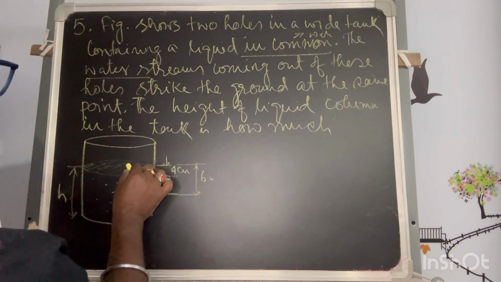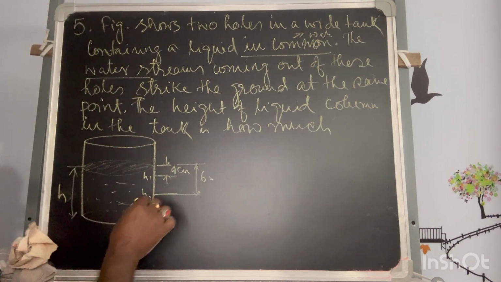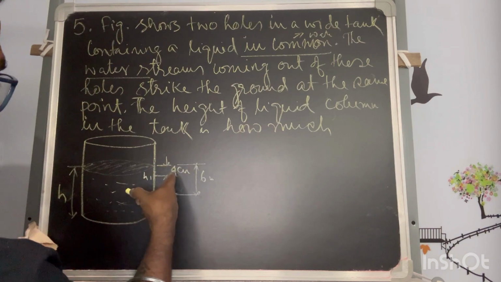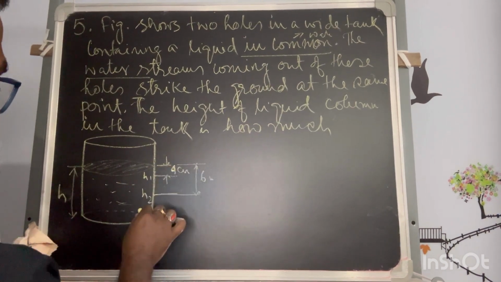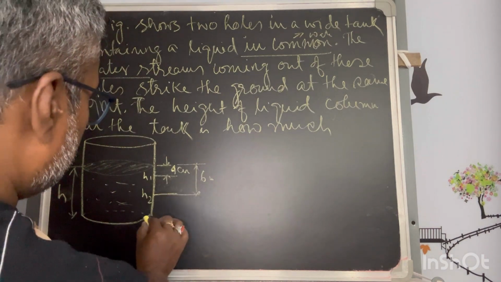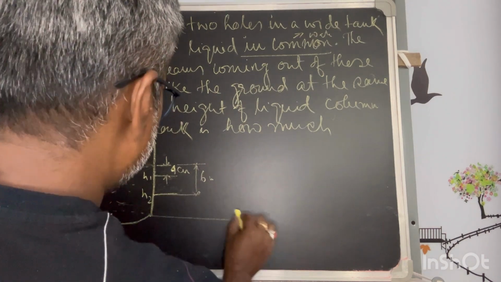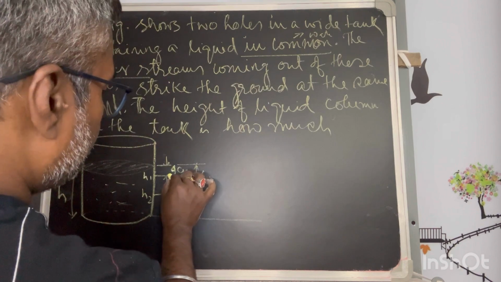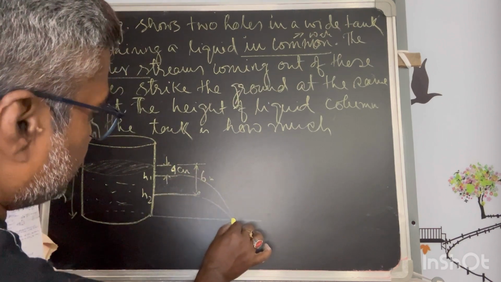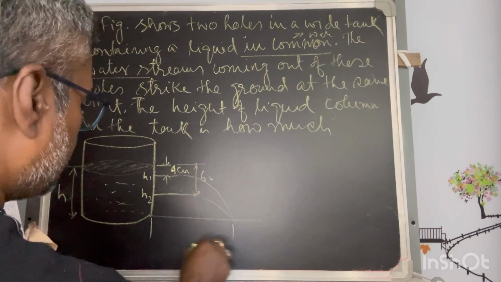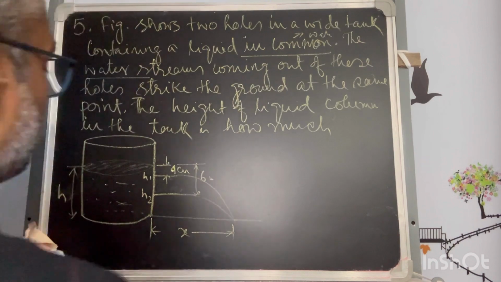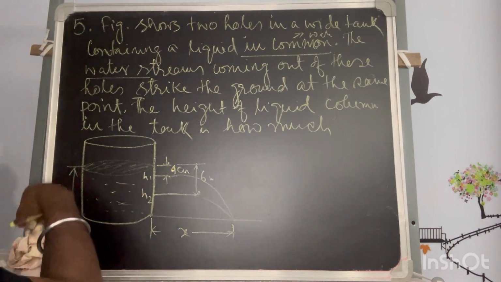So the water level is up to this height, and there is a hole at 4 centimeter from the water surface, the first one. The next one is 6 centimeter. You can assume this is the surface. From this, water drops at this point, and from the other hole also it drops at the same point. So you can say the distance, if I say x, is the same. Now you have to find the height.